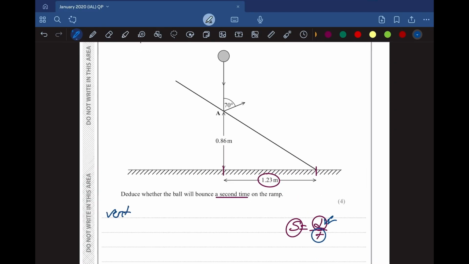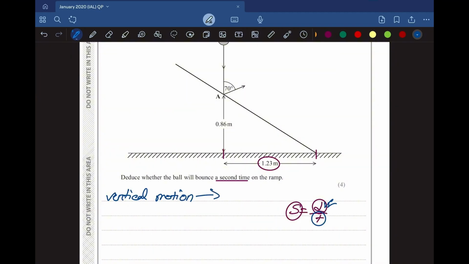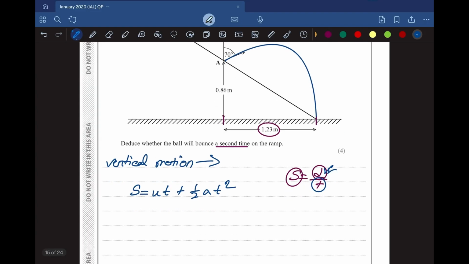So let's take vertical motion, and in vertical motion we can use s equals ut plus half at squared. As the ball will be going up and then coming down after bouncing, the ball will go up like this and then come down. So it will have double motion, and we know in double motion the displacement is negative.